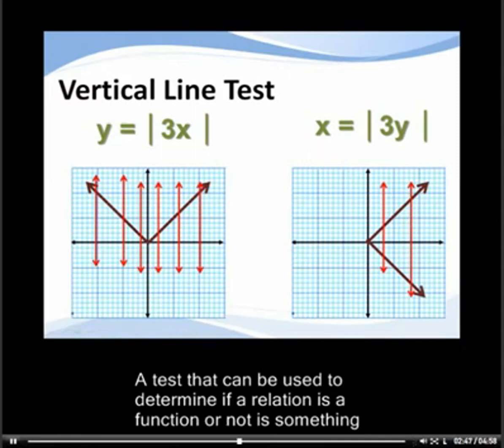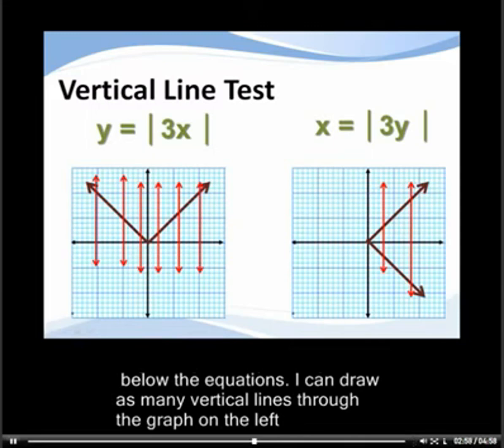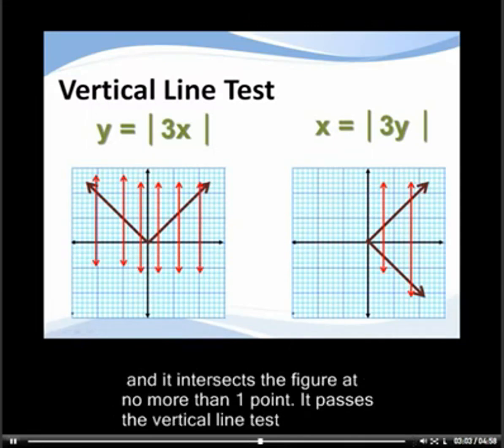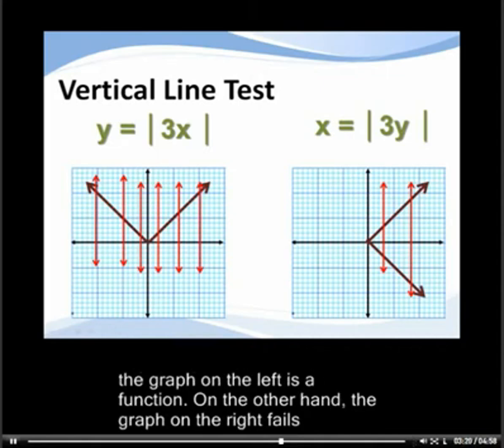A test that can be used to determine if a relation is a function or not is something called the vertical line test. I have graphed each of these 2 equations on the grid below the equations. I can draw as many vertical lines through the graph on the left, and it intersects the figure at no more than 1 point. It passes the vertical line test since x is used as a value one and only one time for any given value of y. Therefore, the graph on the left is a function.